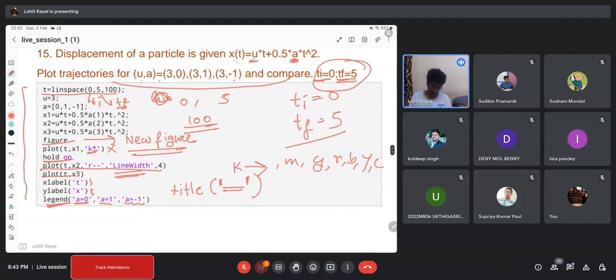Please try this. Okay, otherwise you will forget. I will share this PDF copy, but not this rough copy. The fresh copy will be shared with you. Please try it in Matlab.